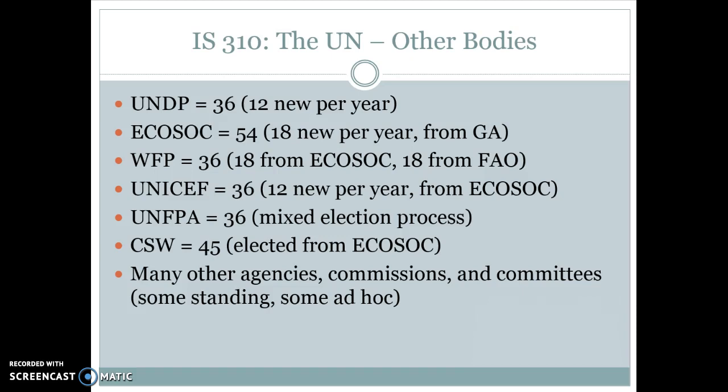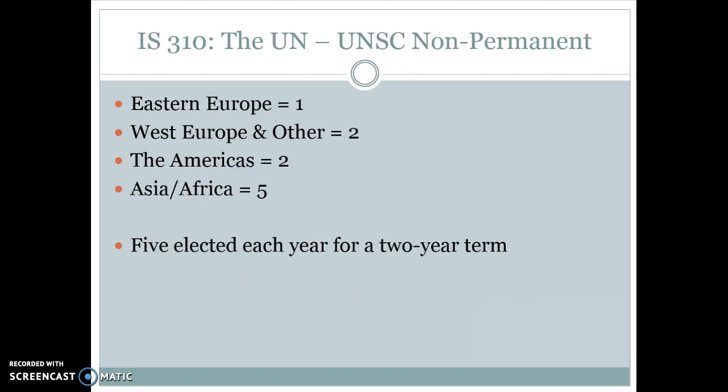So what happens here, let's go back to this one. This is the non-permanent seats in the Security Council. They're voted on by the General Assembly. If these states do their job right, then when it comes time for the General Assembly to vote, they only put up as many seats as there are spots. In other words, West Europe and Other get one spot each year. Okay, so it's a stagger, right? So 5 new ones come on each year.